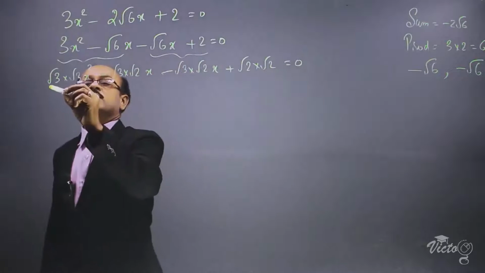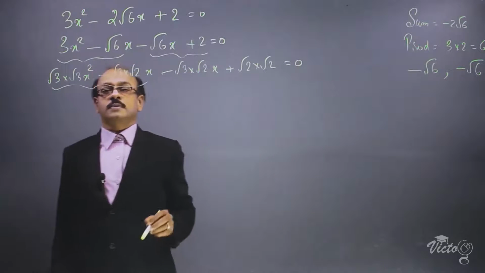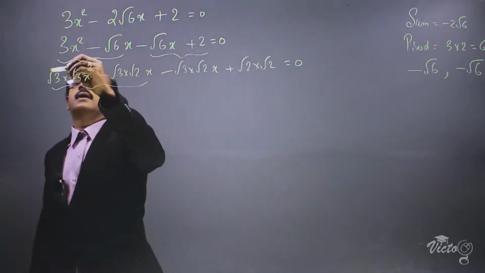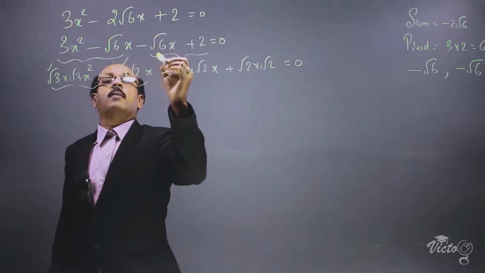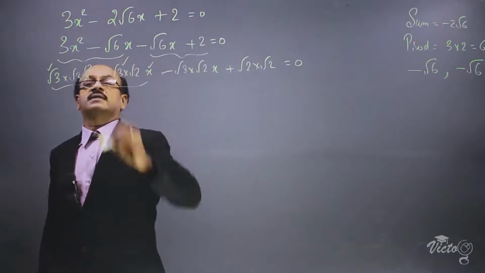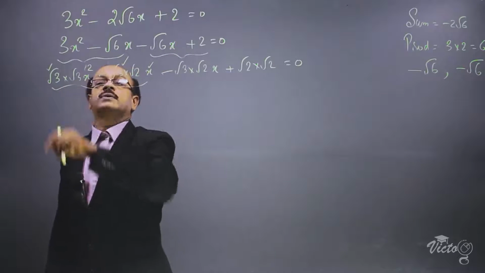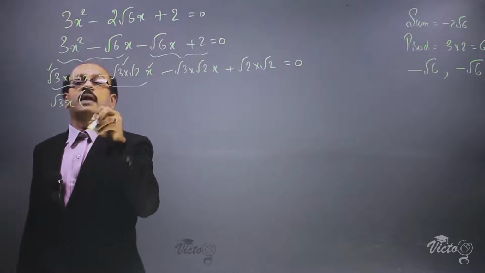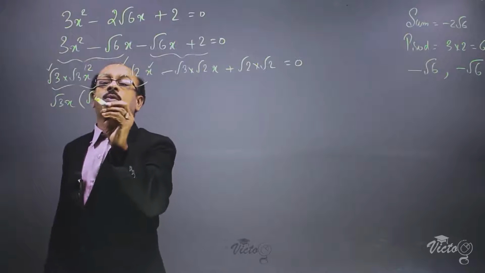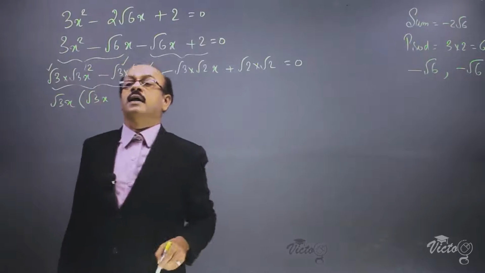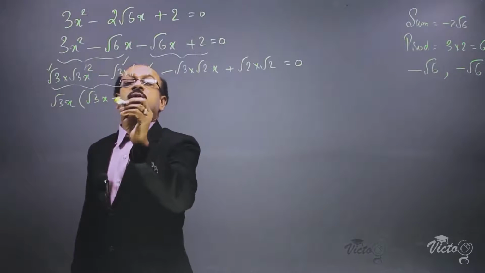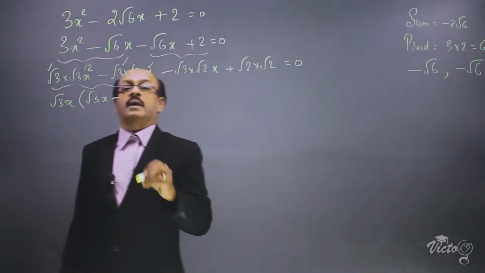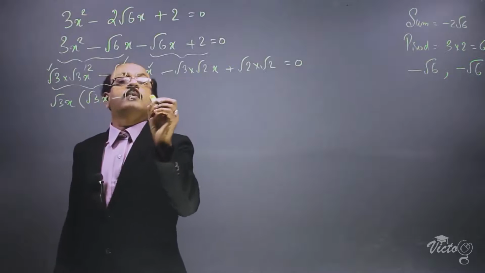Now, from the first two terms, we can take √3x as a common factor. One √3 and one x are common, so we take √3x as common. The remaining is √3x, since one √3 is there and one x is there. Minus √3 and x we have taken outside and the remaining is √2.